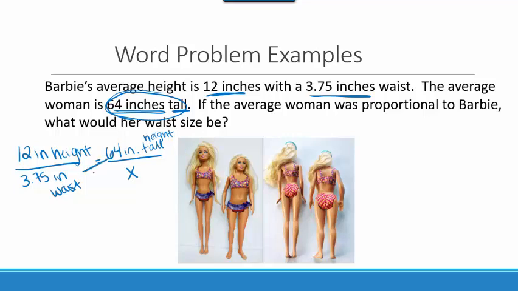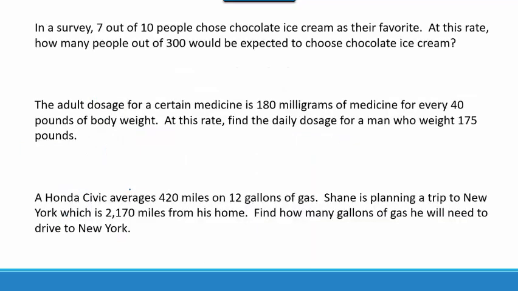So cross multiplying, we would do 64 times 3.75, and then we would divide by 12. And when you do that, we get that the woman would have a 20-inch waist. And so all my ladies watching here, Barbie is just incredibly unrealistic to the average woman. At least I know she is for me.